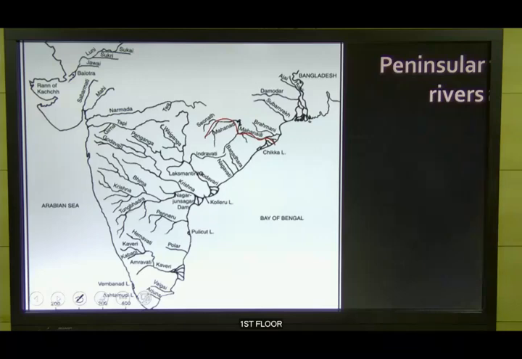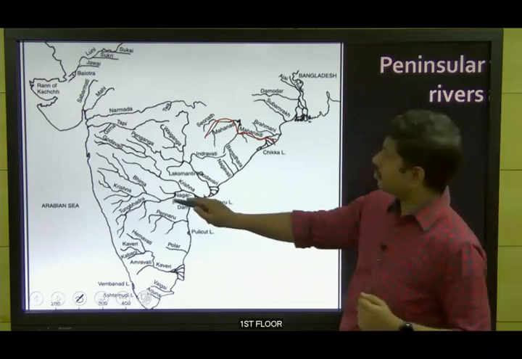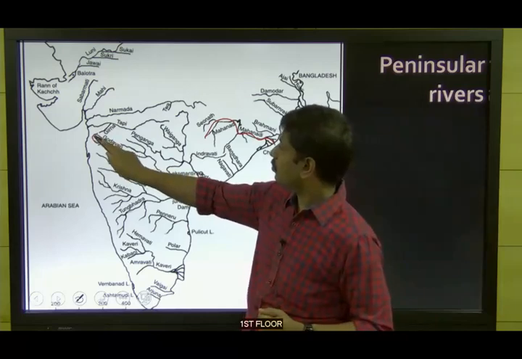Then Godavari. Godavari is the largest peninsular river system. Hence it is known as Dakshin Ganga. It originates in the Nasik district of Maharashtra. Here.